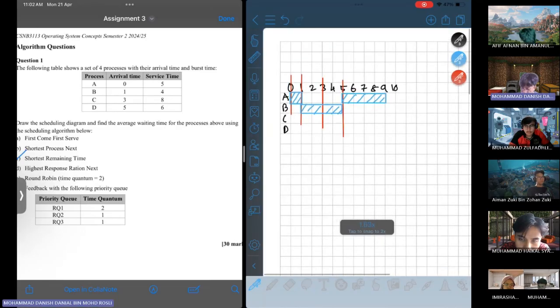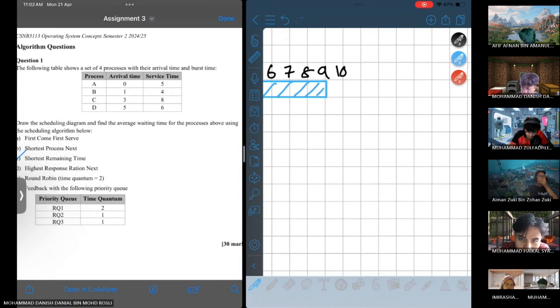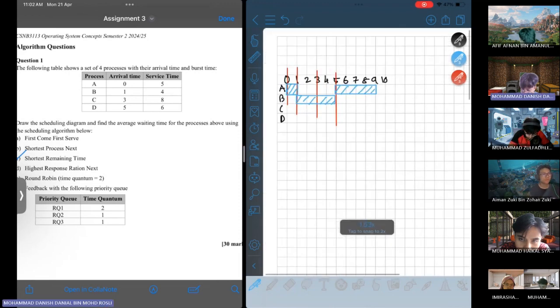Okay, and then we proceed with the remaining processes. Okay, for the C, burst time is 8.